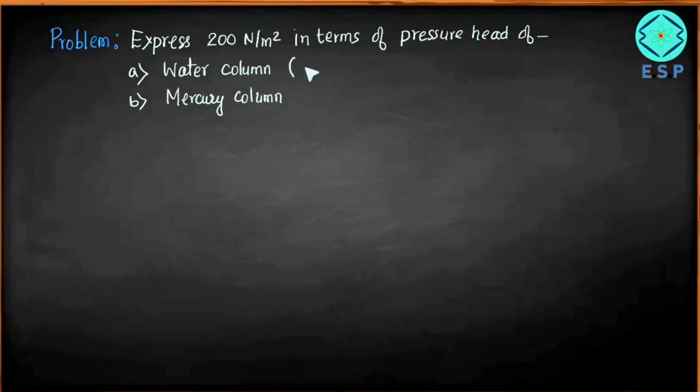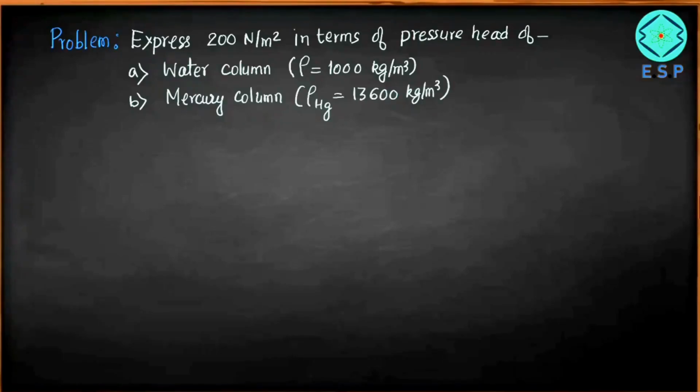Please remember, the density of water is 1000 kg per meter cube, while the density of Hg, which is mercury, is 13,600 kg per meter cube. So we shall be using these two liquids to get the pressure head of 200 newtons per meter square. So friends, we have a pressure of 200 newtons per meter square. Let's go for the solution. First I'll write down the given pressure: P is 200 newtons per meter square.